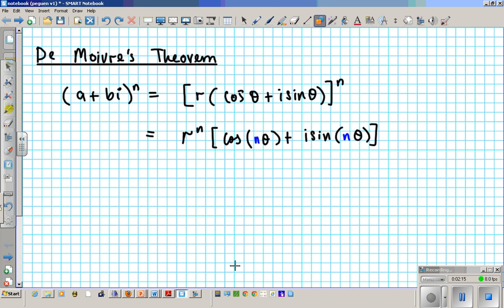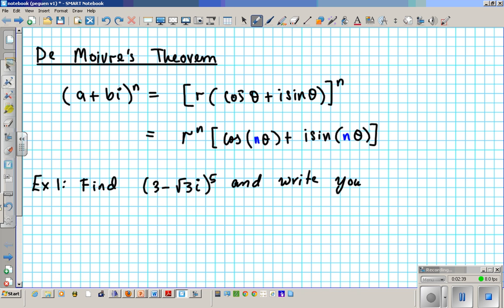Now let's apply it to an example. Example 1. Find 3 minus root 3i to the 5th power and write your answer in rectangular and polar forms. Okay, so this is what we're going to attempt to do.